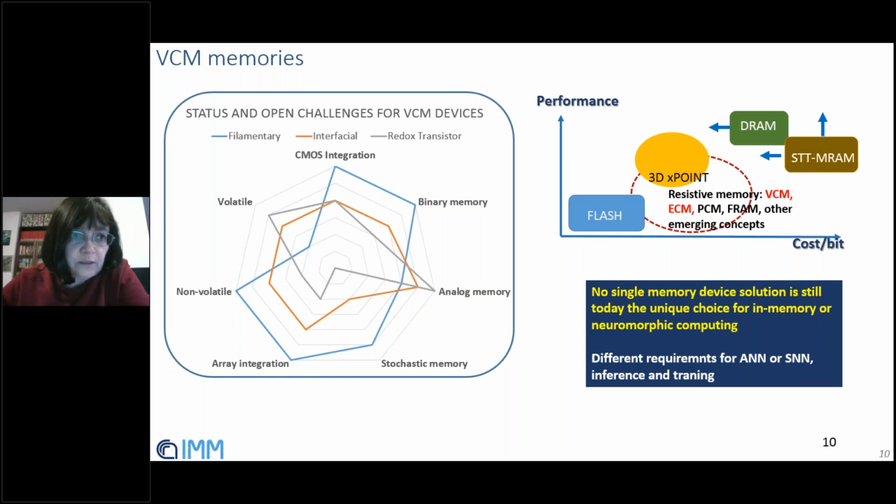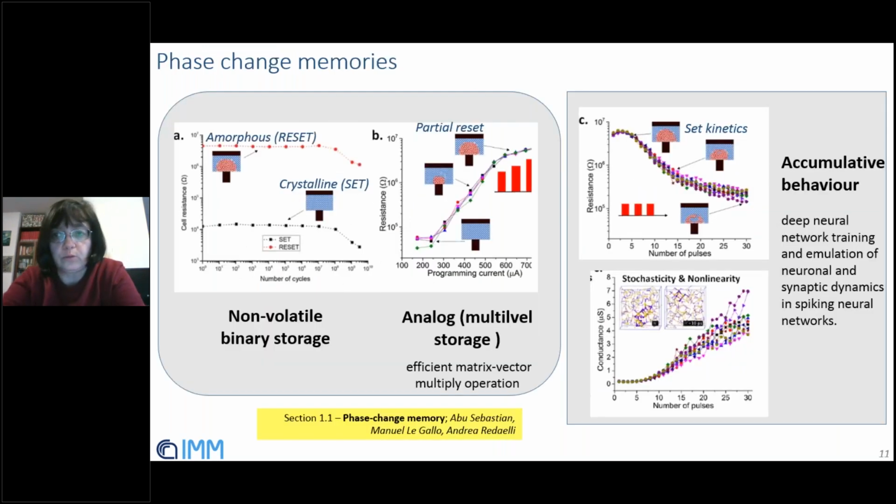And beyond valence change memory, I would also like to show another example, which is discussed in the roadmap. Phase change memory devices are quite established and in production. And also in these devices, it's possible to achieve all this interesting behavior.